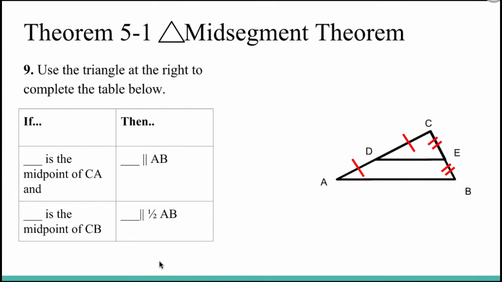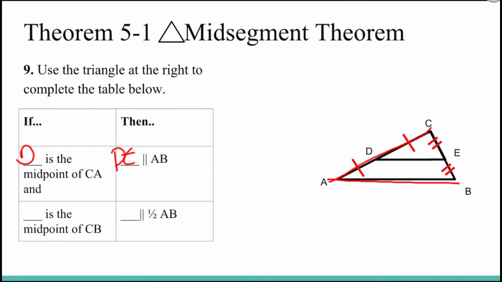Okay, for number 9 it says, use the triangle at the right to complete the table below. So we have blank is the midpoint of CA, so we have C and A. Does anybody know what the midpoint of CA is? Maddie? D. Yep. And then we have AB. Does anybody know what this one is? We don't? It would be parallel to DE. Yep.